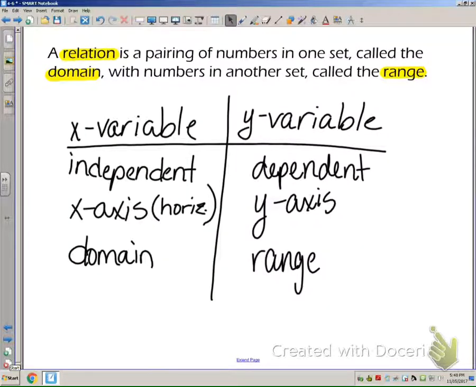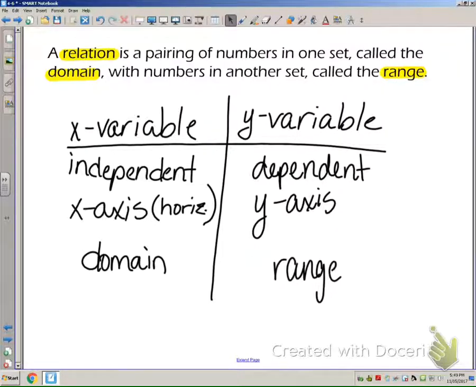So we've talked about what all the words are that mean the same thing as the x variable. We've got the independent, the x-axis, which is the horizontal axis, the domain. The words that mean the same as the y variable are the dependent, the y-axis, and the range. And when we're talking about a relation, it's just a pairing of numbers in one set called the domain with numbers in another set called the range. So we pair the numbers in the domain with those numbers in the range, and this is called a relation.